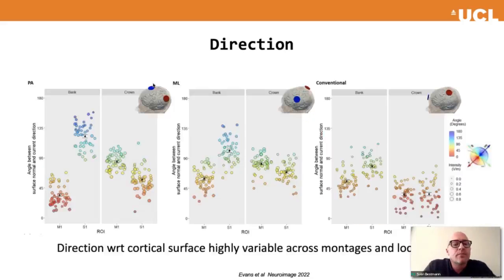And next slide, please. And so you can look at that across a population for different montages and so forth. And basically what you see is that the direction of current with regards to the cortical surface is highly variable depending on what we do. But we don't know what that actually does to the brain.